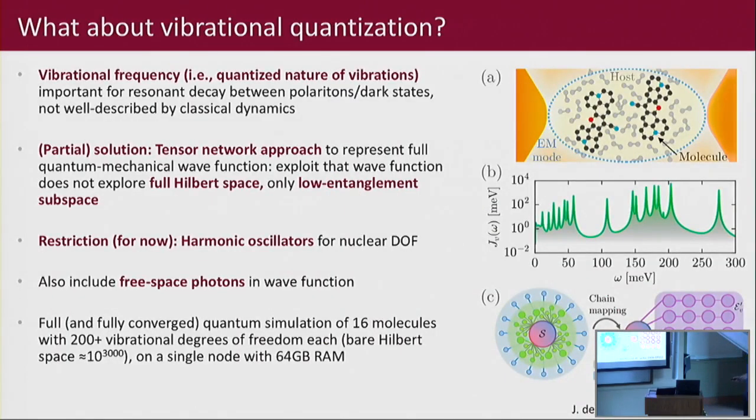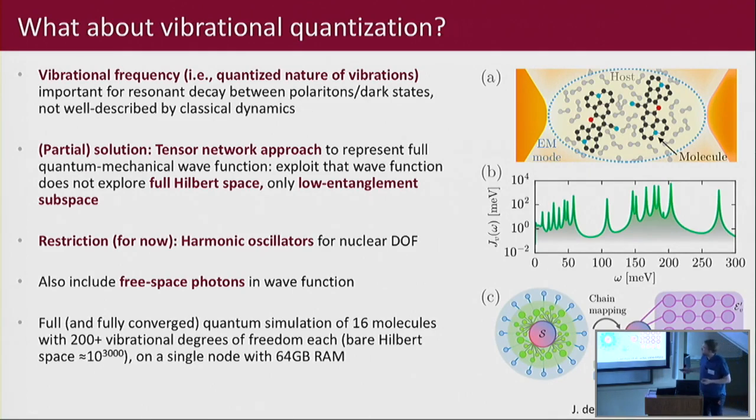But just very quickly I want to point out, with this classical dynamics approach, we don't get quantization of the vibrations. So we don't get actually resonant transitions between the polaritons, which are known to be important in the experiments. And so to get around that, we have been working on an approach using a tensor network, tree tensor network, or matrix product states, to represent really the full quantum mechanical wave function.